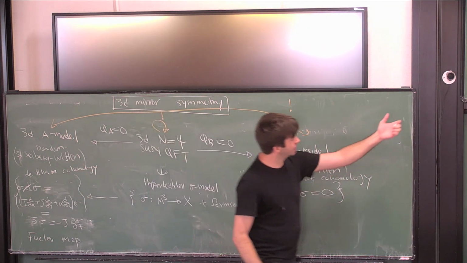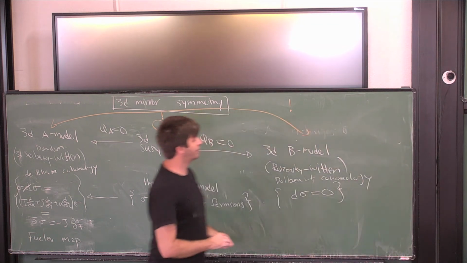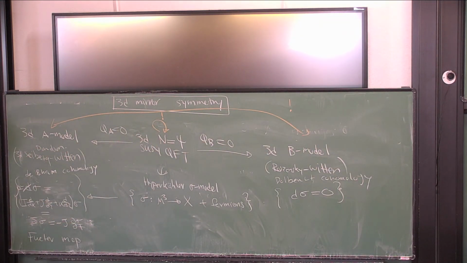That would be Kontsevich's, the version of Kontsevich's homological mirror symmetry conjecture. And I guess what I'd like to explain by the time this week is done is something about what we know about how to do that.